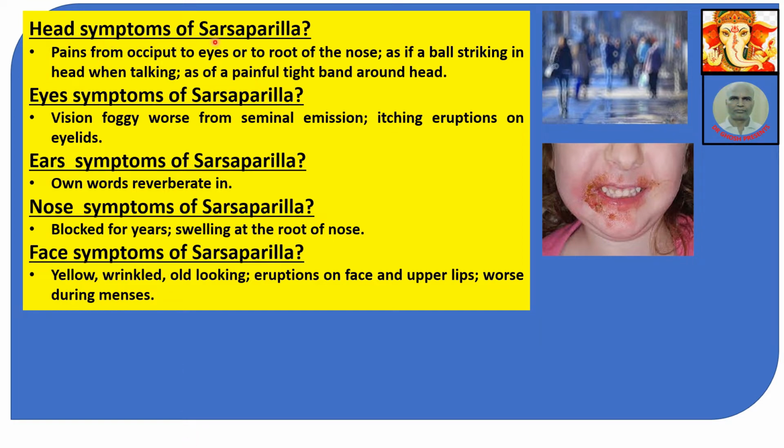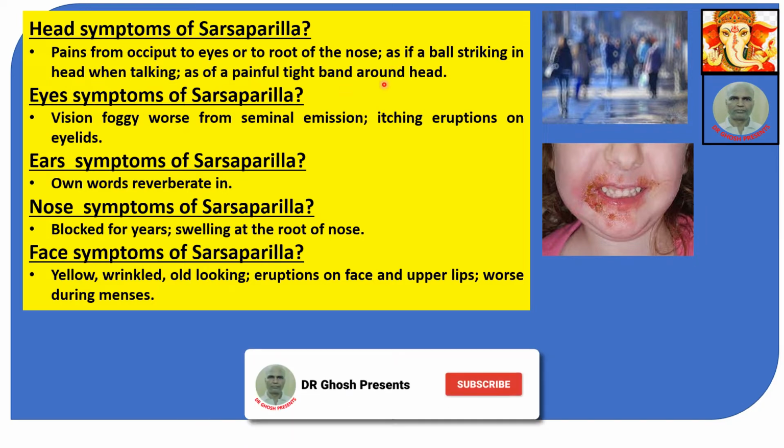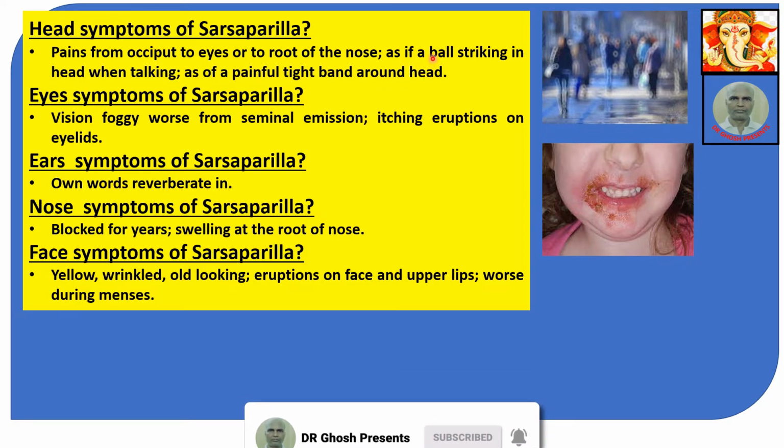Head symptoms of Sarsaparilla. Pains from occiput to eyes or to root of the nose, as if a ball striking in head when talking, as of a painful tight band around head. The last two symptoms are just feelings, as if something is happening, but it is not truly so. They are very important symptoms because very often they indicate the proper medicine.